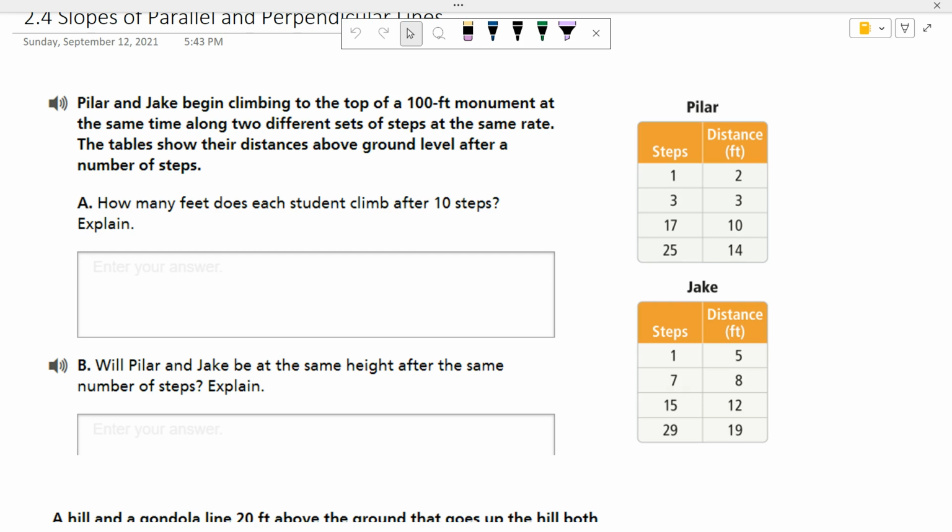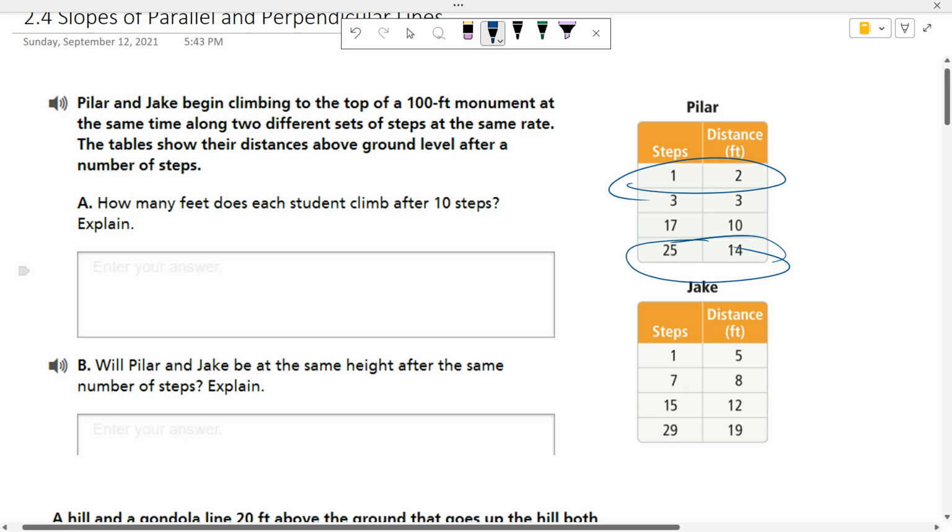Well, does it say 10 steps on there? No. So what we have to do is figure out the rate at which they're going up. Now, I'm going to take the first and the last one with this guy. So this is your x, this is your y. And so to find the rate he's going up, that's the slope. So the slope of this is 14 minus 2 over 25 minus 1.